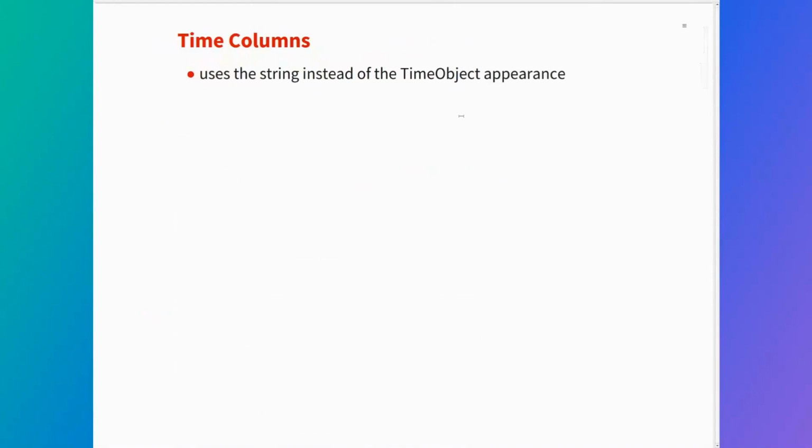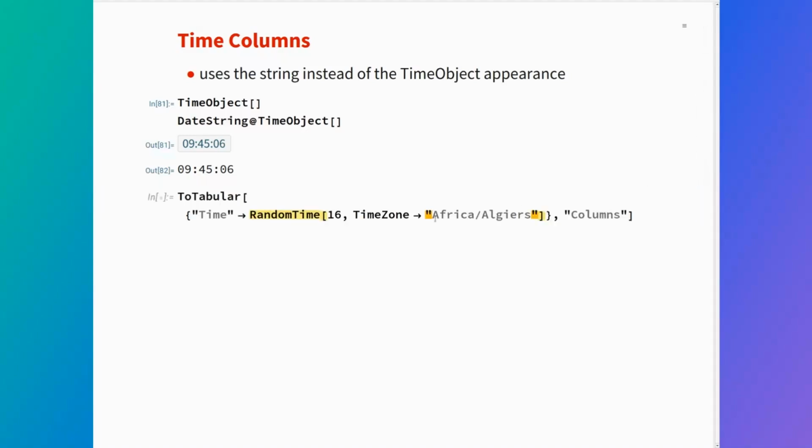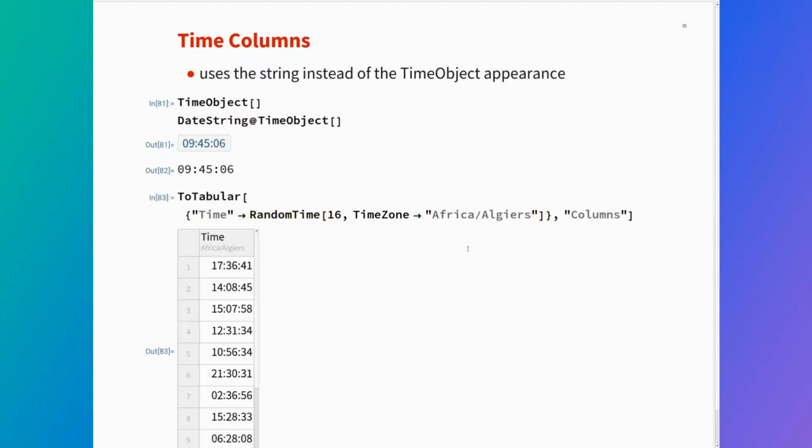Time columns, just like before, are displayed as time strings instead of the time objects. And like with the quantity columns, if there's any information that can go in the header, we do that as well. In this case, all of these times are created with a particular time zone, and so we just pull that out and display that up top.